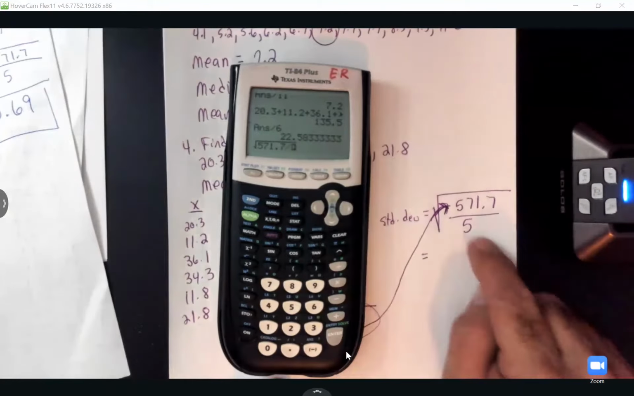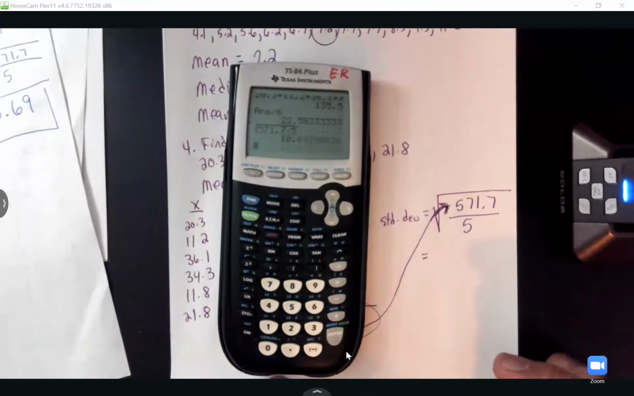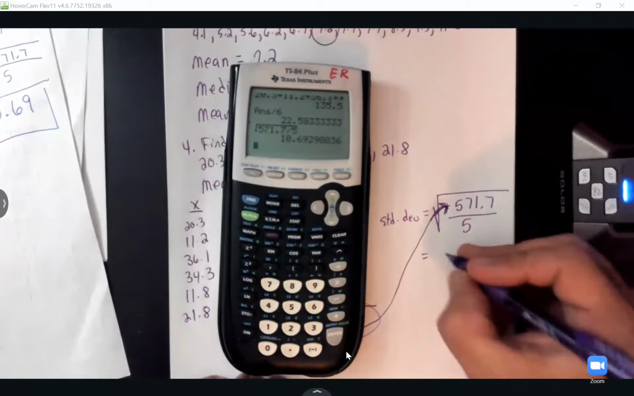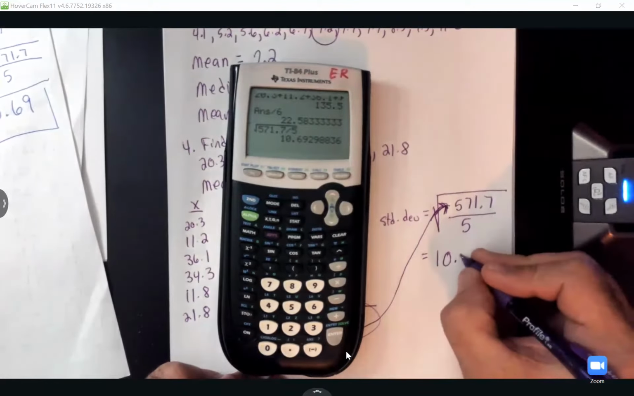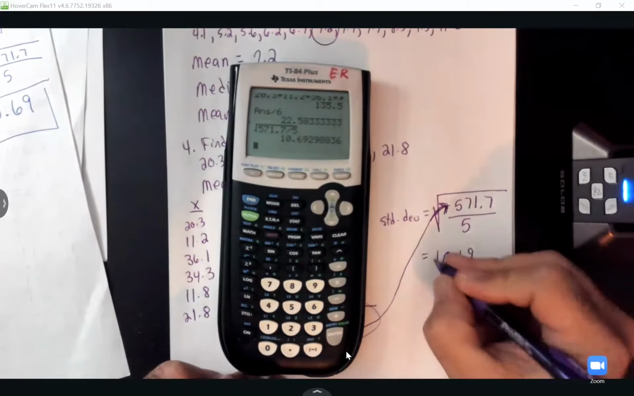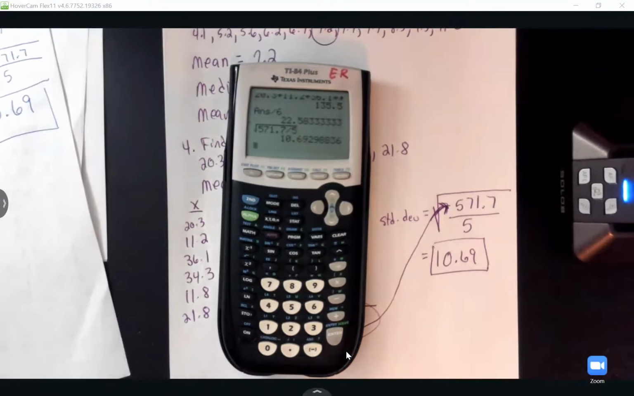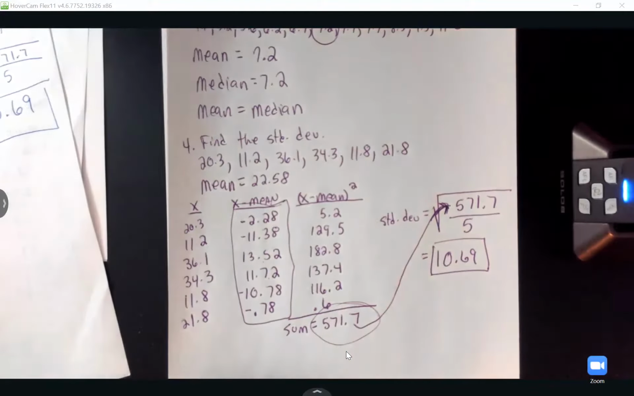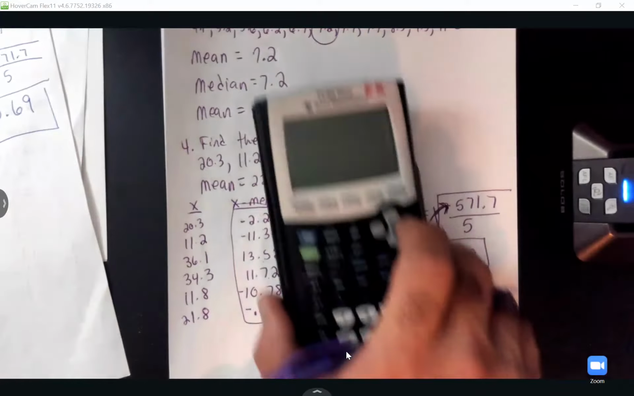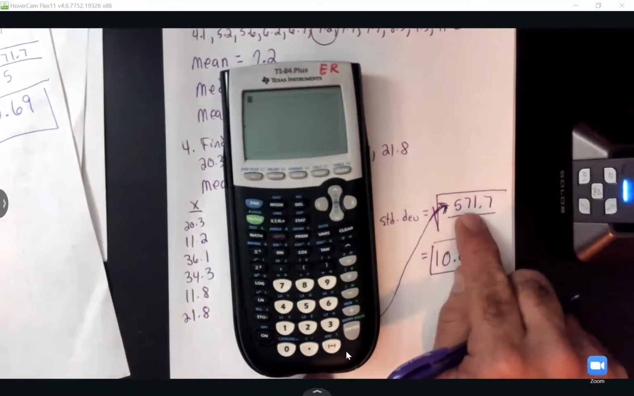571.7 divided by 5 gives me, it looks like I'm going to round it to 2 decimal places, so I'm going to call that 10.69. So, can you redo that on the calculator again? I'm just doing this part right here, okay?